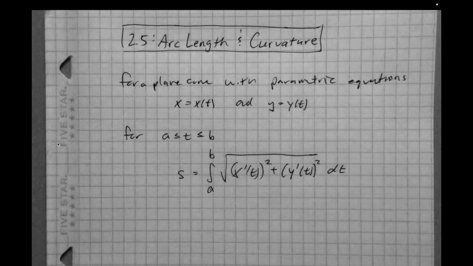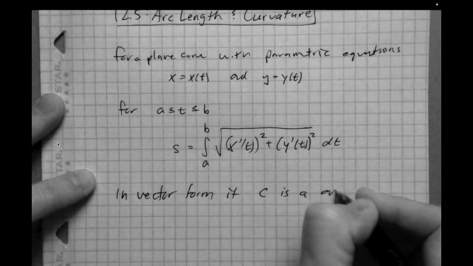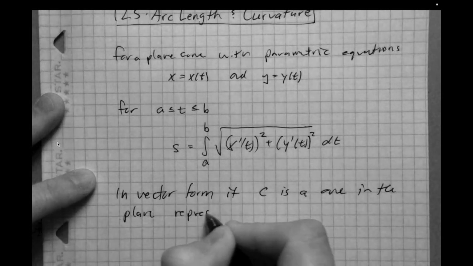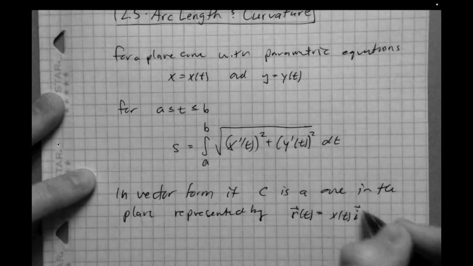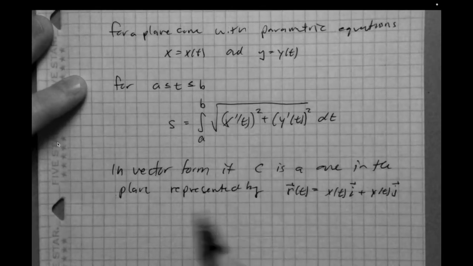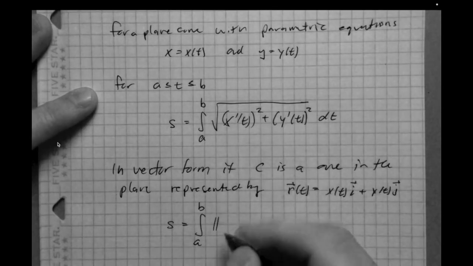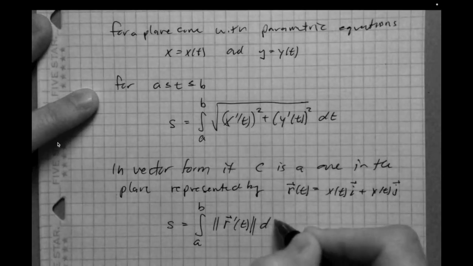Now, in vector form, if you think about what we've been doing with vector-valued functions, if C is a curve in the plane, and it's represented by the vector valued function r of t equals x of t i plus y of t j, then the formula for arc length, you could think of it as the same thing, but given what we've discussed recently, we could also write it as the integral from a to b of the norm of the derivative of r. Okay, so it looks like this.